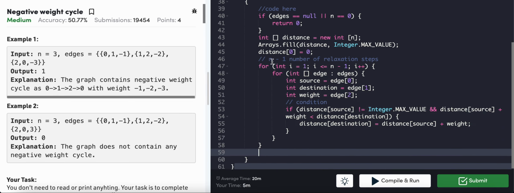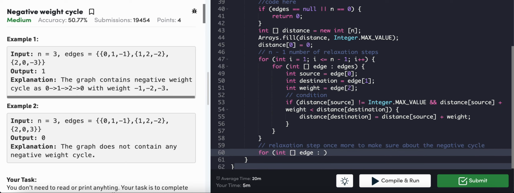Now we will have the shortest distances, the smallest distances from the source to all other nodes by making use of the weights. Okay, and this should not change. It gets changed only if there is a negative cycle. So we can do a relaxation step once more to make sure about the negative cycle. So we will be doing this once more.